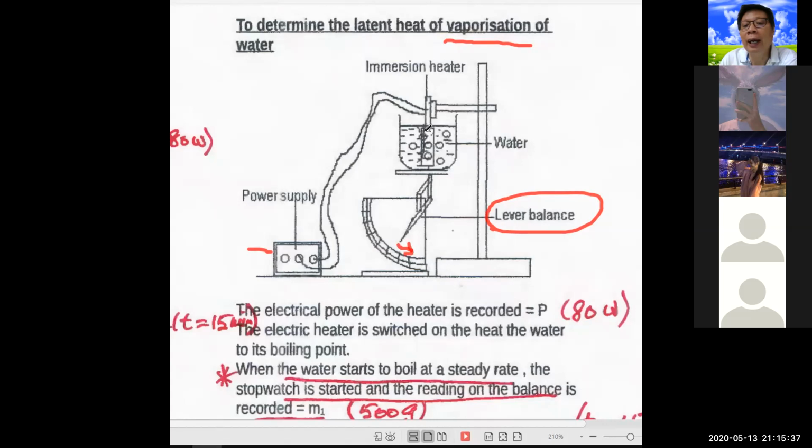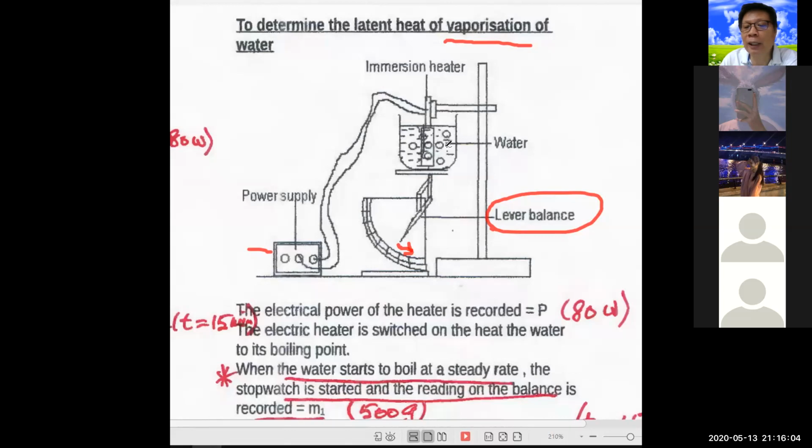As I told you just now, when you do the experiment, the heater must be fully submerged inside the water. Must be fully submerged. And for the best result, you always cover it. You need to cover it. And you also need a thermometer here.